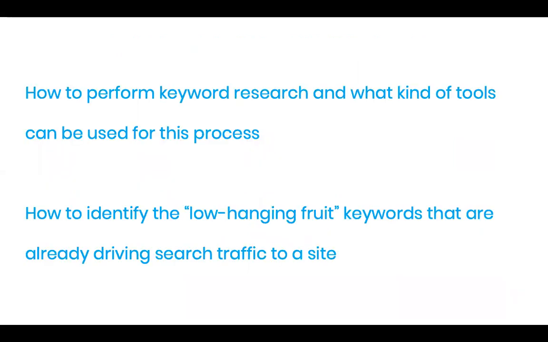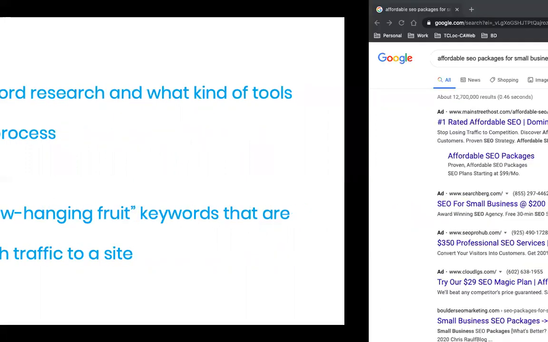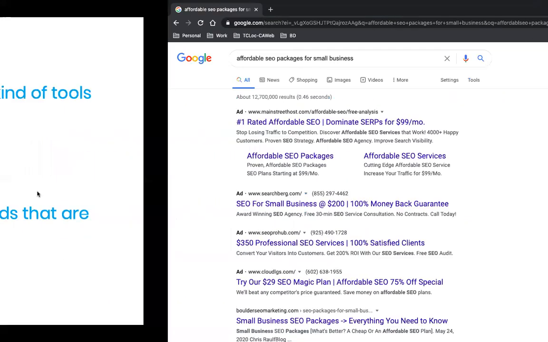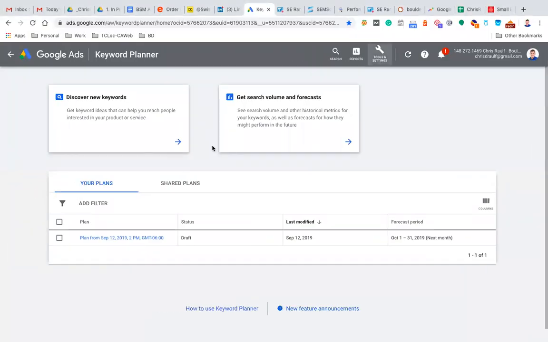All right. Let's get to the meat of this presentation here: how to perform keyword research and what kind of tools can be used for this process. And then I'm also going to show you how to identify the low-hanging fruit keywords that are already driving traffic to a website. With that being said, I'm going to jump over here to a tool called Google Keyword Planner.